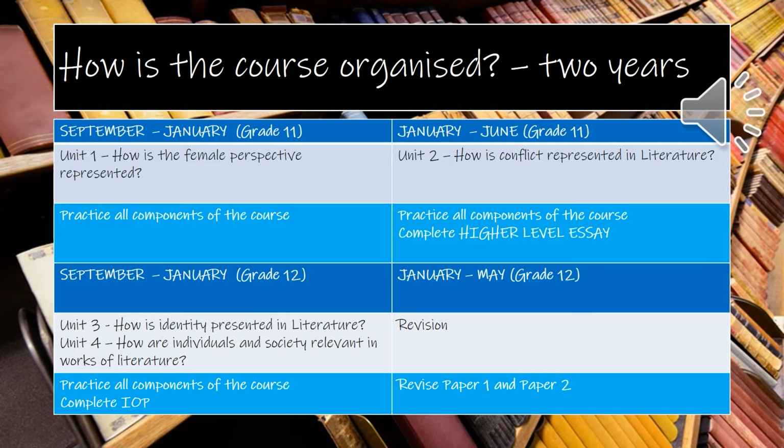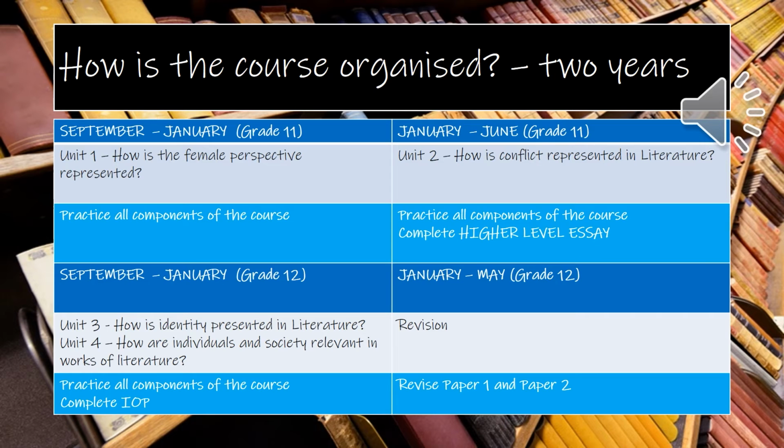In grade 12, when students return in September, we've got 2 units, one which starts and the other which continues into the second term in January before we start to do revision. So we've got Unit 3, how is identity presented in literature, and Unit 4, how are individuals and society relevant in works of literature. Students will practice all components of the course throughout both of these units, and at the beginning of the academic year, they will work towards completing their individual oral.